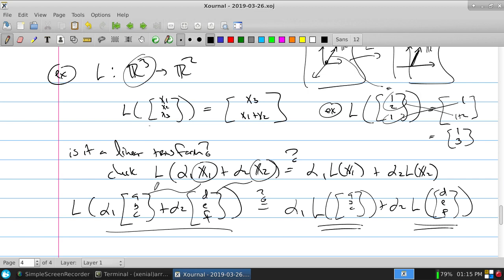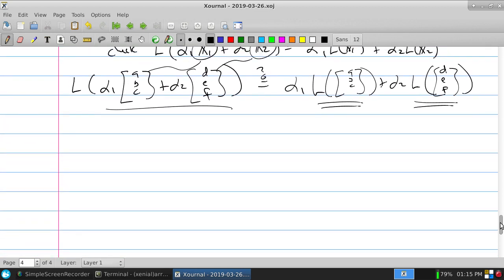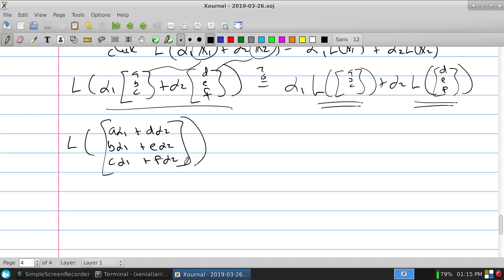Here's my issue. Is this a single vector? Not yet, but if I go ahead and add them. Sure. And so this would be, I need to transform A alpha 1 plus D alpha 2, B alpha 1 plus E alpha 2, C alpha 1 plus F alpha 2. That is now a single vector. And I need to check if this is equal to alpha 1. Well, let's go ahead and do that transform.